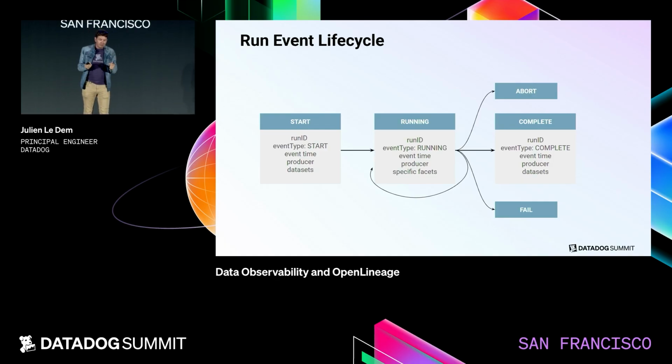For example, in the Flink integration, we're going to send a running event every time there's a checkpoint. And if you're worried about having too many events, you can also cap the number of running events. Sometimes people checkpoint very often, and therefore they may not be interested in having an event every time this happens. And of course, if the job fails or is aborted, you get a different event than the complete event.